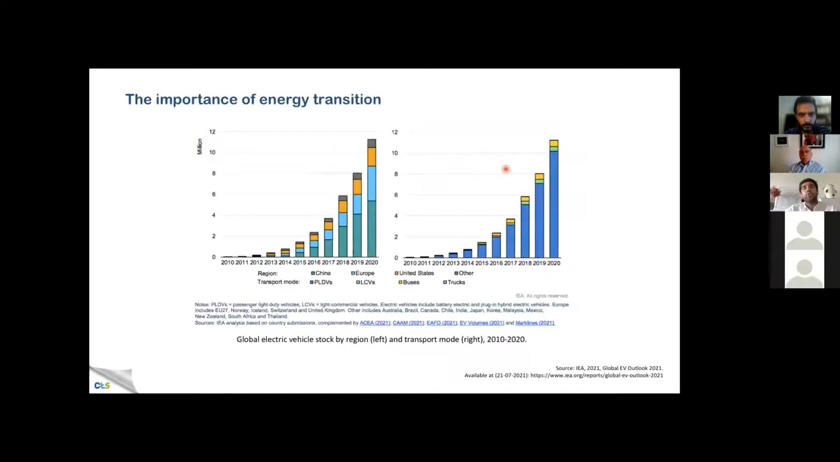In terms of electrical vehicles, the growth so far is also exponential. You can see here with data already for 2020. China and Europe and the United States are of course leading, with China presenting this exponential growth as well. And in terms of market, we have more passenger light duty vehicles or light commercial vehicles, as it is demonstrated in this image.